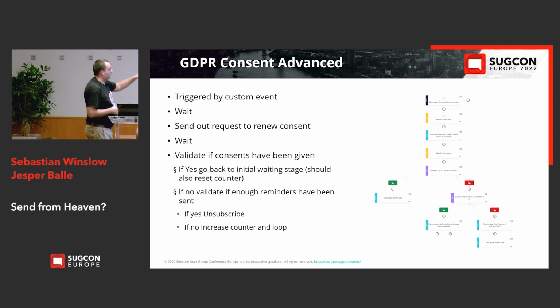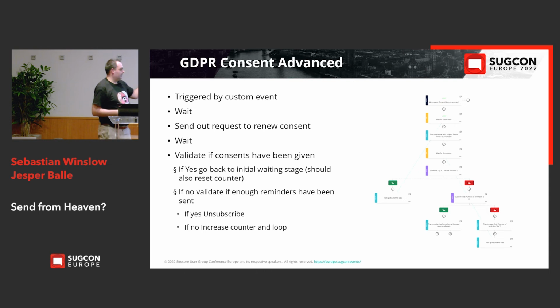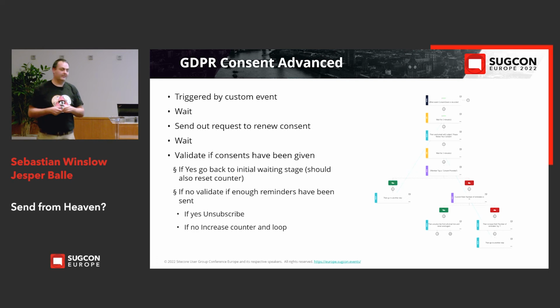It could also be a little bit more advanced. In this case, it's basically the same event, wait again, send out the request, wait, validate if they have actually accepted or not, and if they have not, then remind them once more. If they are still not doing it, in whatever many loops you want to remind them, then unsubscribe them from all lists, because not giving the consent would be the same as pulling it back. And on the other hand, if they do accept, then loop and wait for the next period of time where you need to ask again.